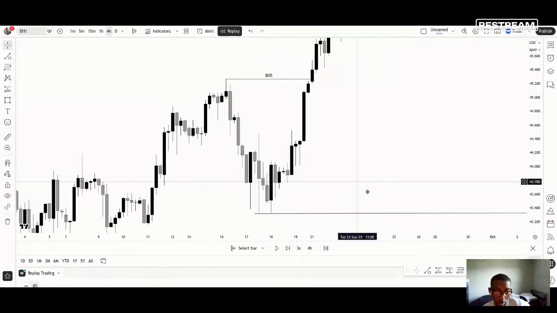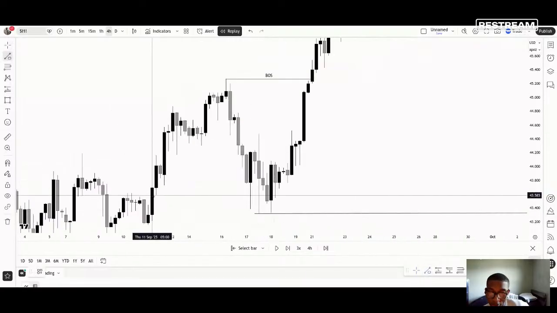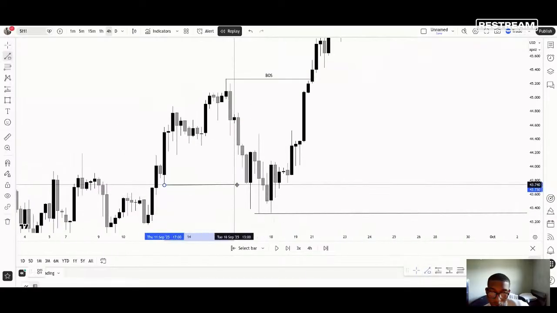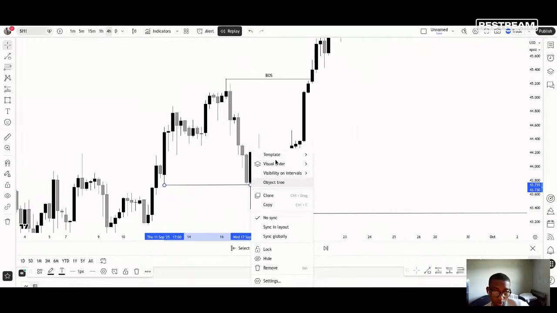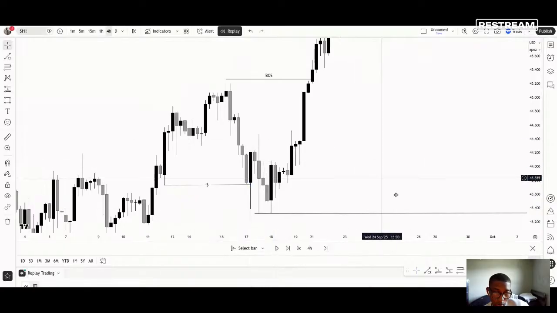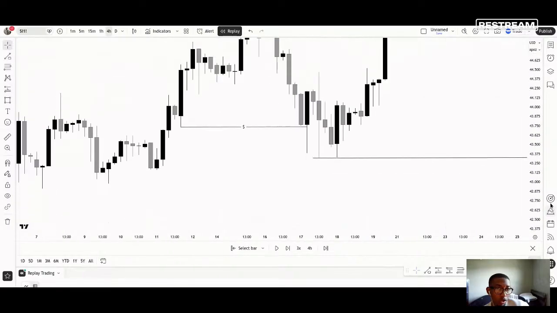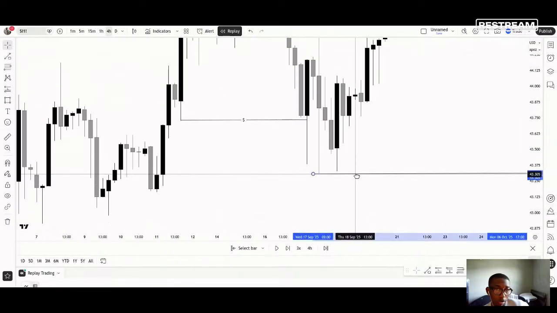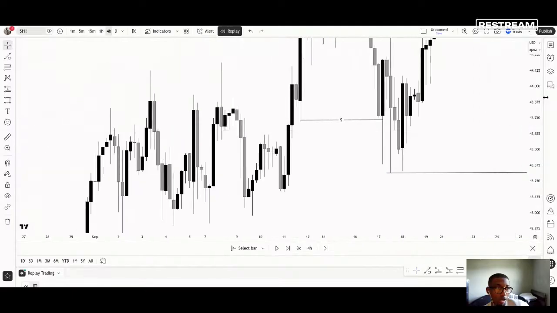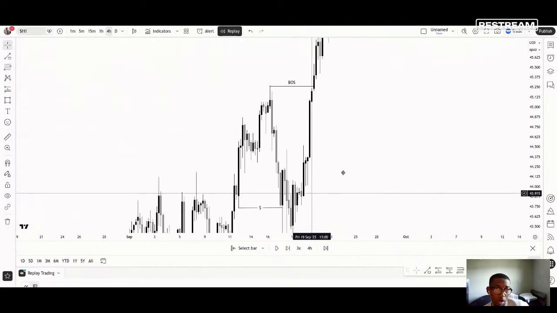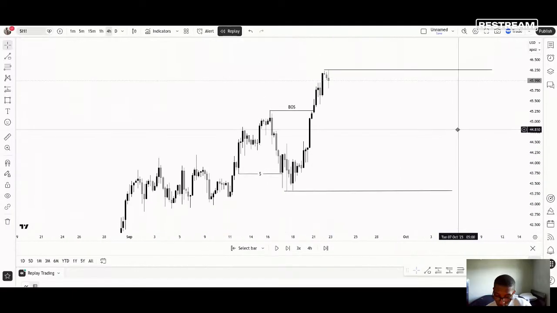I'm looking for demand zones, right? And this right here is a demand zone that swept liquidity. If I zoom in, I really feel like I traded this section before. So honestly, yeah, I backtested this area before because it looks very familiar.